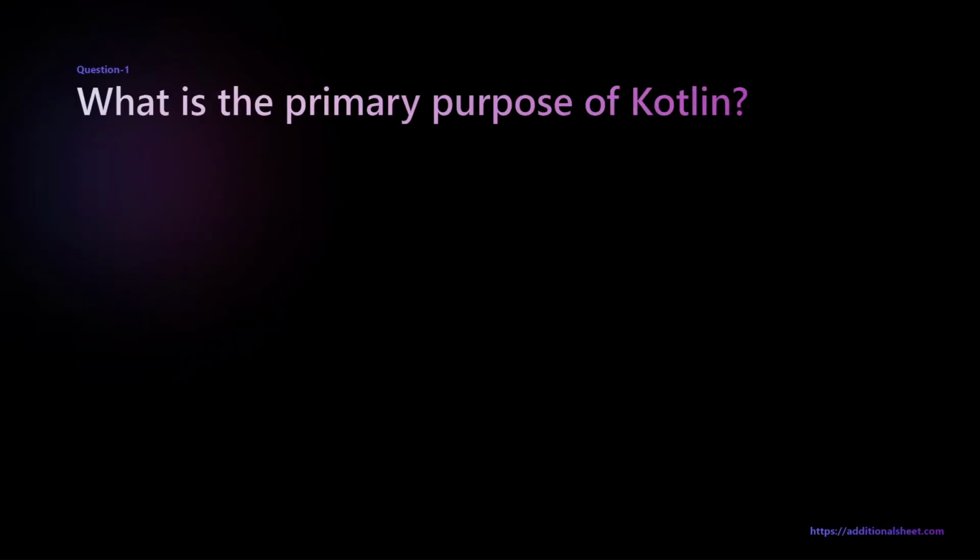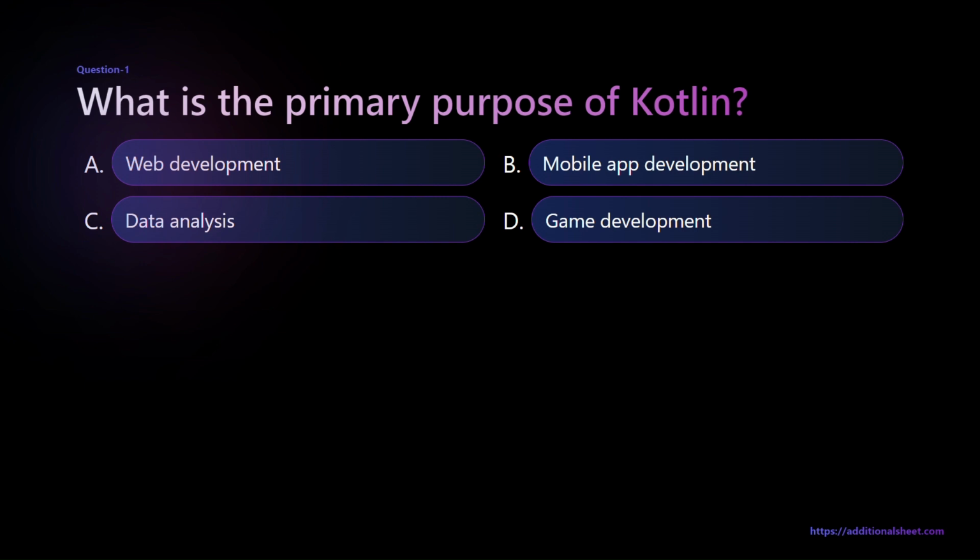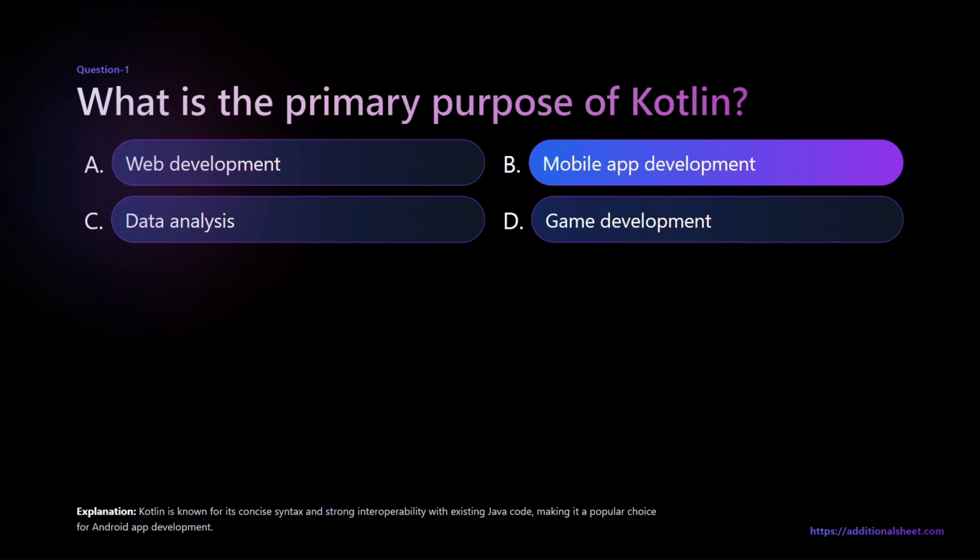Let's start our video. What is the primary purpose of Kotlin? Option A, Web Development. Option B, Mobile App Development. Option C, Data Analysis. Option D, Game Development. The correct answer is Option B, Mobile App Development.